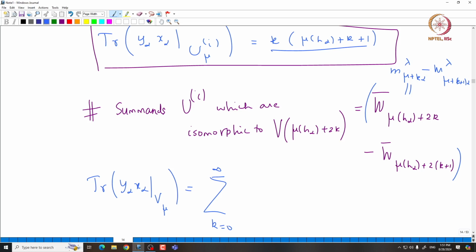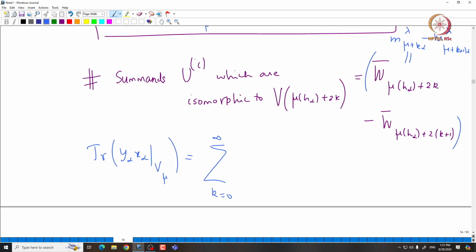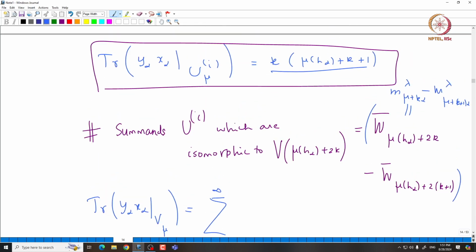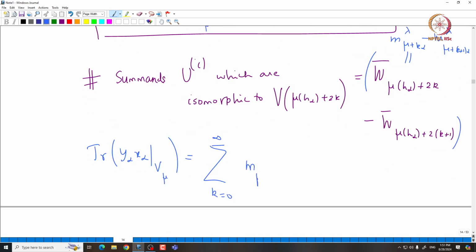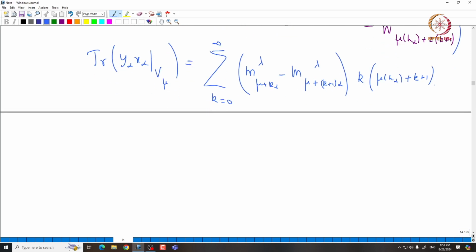Okay. Similar arguments we have given many times. So, the same argument works here, and that tells you that if you are interested in computing this trace of y alpha x alpha on V mu, that is going to be exactly this multiplicity times this trace, k times mu of h alpha plus k plus 1. So, this is exactly multiplicity mu plus k alpha lambda minus multiplicity mu plus k plus 1 alpha lambda times this k times mu of h alpha plus k plus 1. So, this is what our trace of y alpha x alpha is when we restrict to V mu.